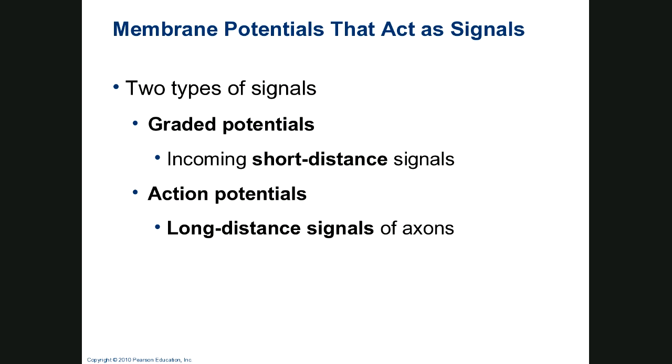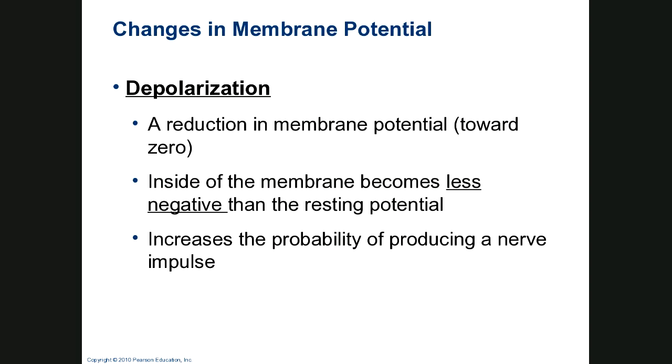Okay, types of potentials. Graded potentials are short-term, short-distance electrical current potentials. Action potentials go down the entire length of an axon. Depolarization is a reduction in membrane potential. So essentially, the outside of the cell becomes more negative, whereas the inside is increasing in positivity.